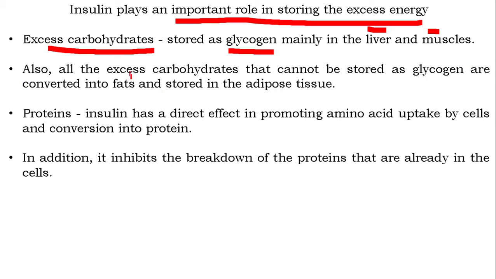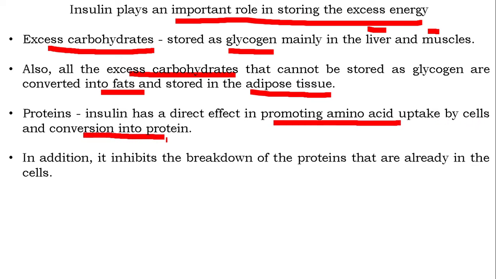So excess carbohydrate that cannot be stored as glycogen is converted into fat and stored in adipose tissue under the influence of insulin. And insulin also has a direct effect on the uptake of amino acids by the cells and conversion into proteins. Protein synthetic enzymes are activated by insulin. And at the same time, it inhibits any process opposite to this.